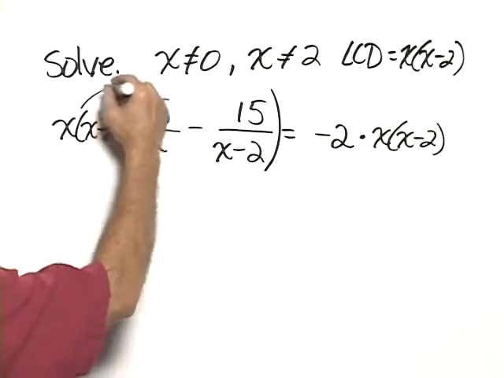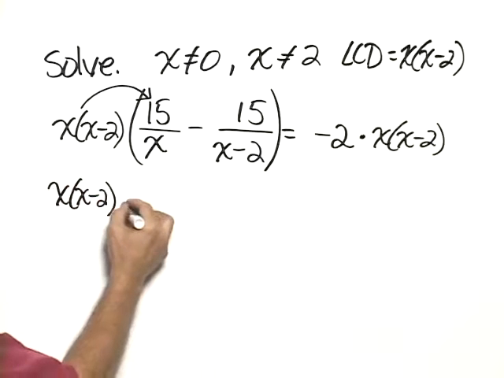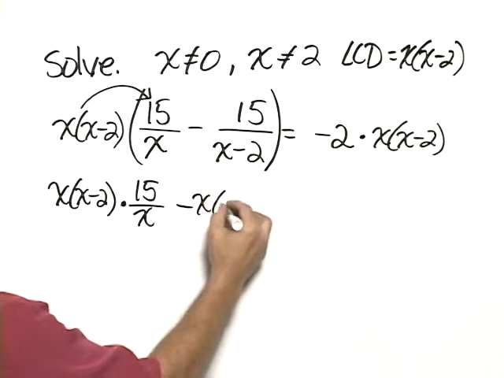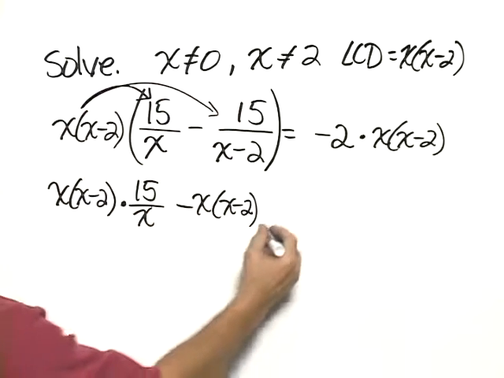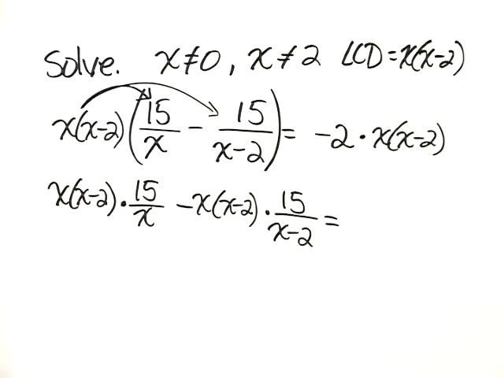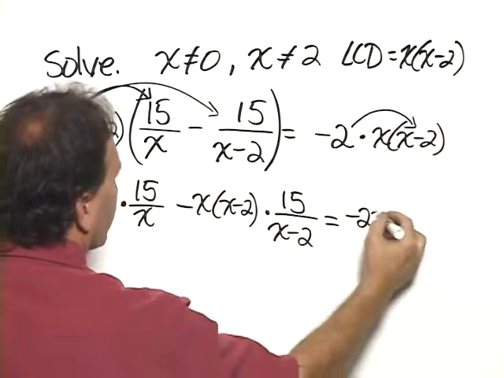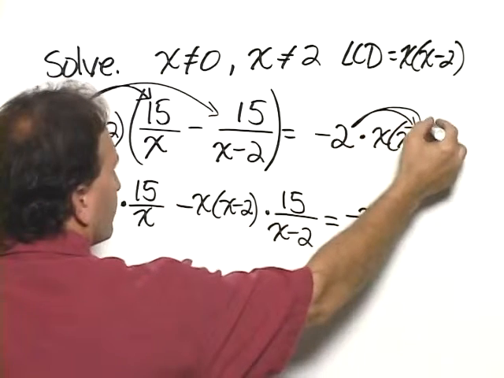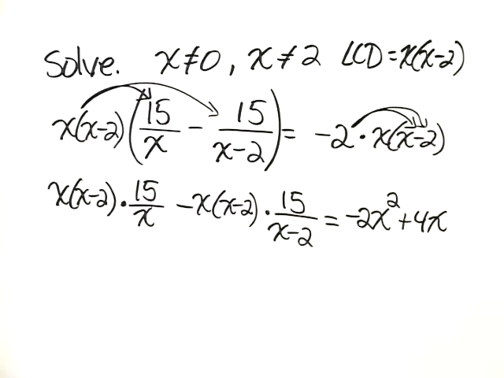On the left-hand side, we must distribute. So we have x times x minus 2 times 15 over x, minus x times x minus 2 times 15 over x minus 2. On the right-hand side, we have a negative 2x to distribute. So we get negative 2x times x, which is negative 2x squared, and negative 2x times negative 2, positive 4x.